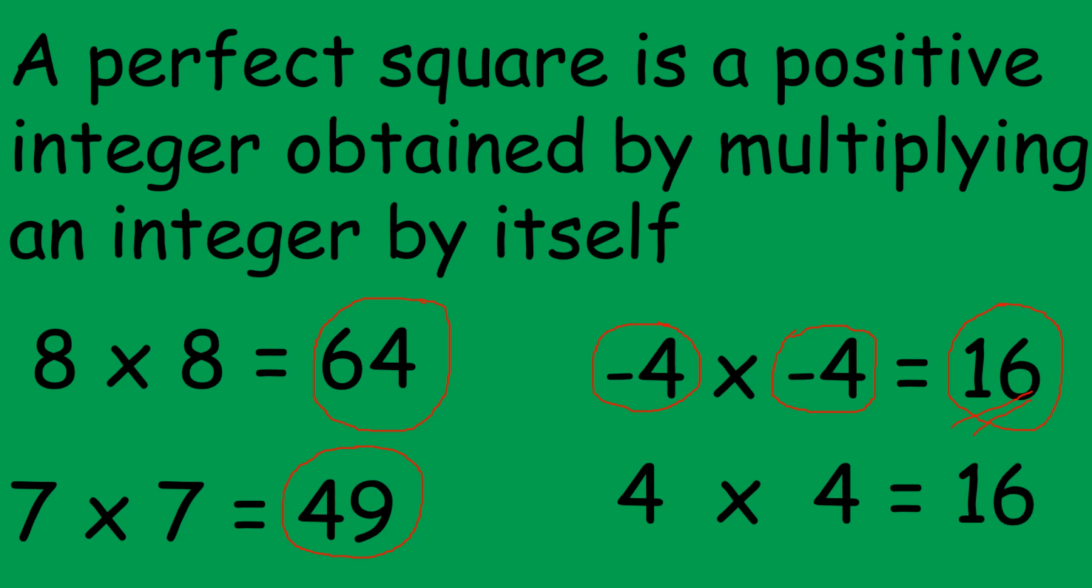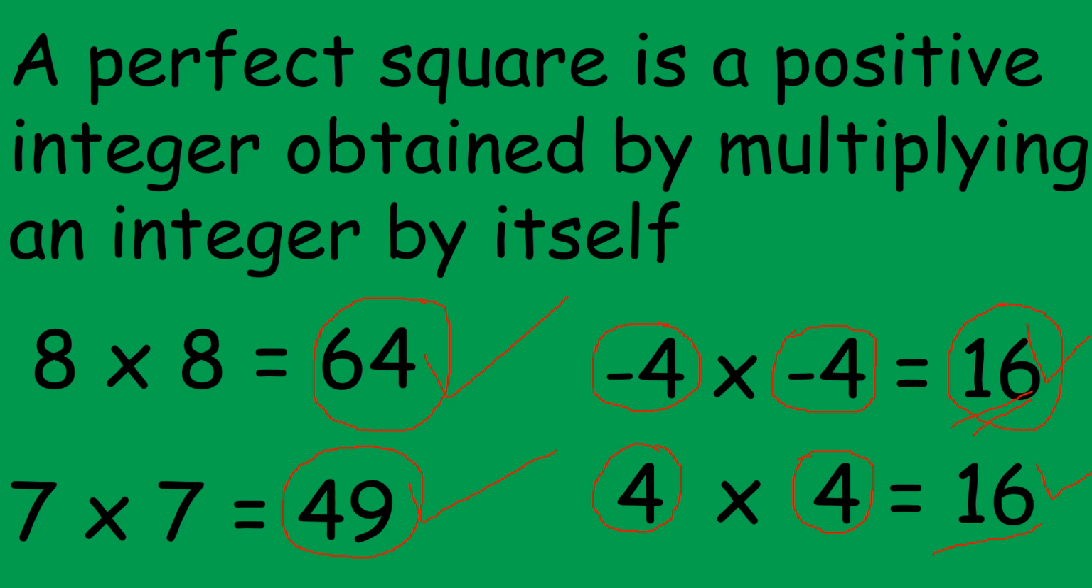Once again, you have 4 times 4 this time around. This is a positive integer multiplying itself, that is another positive integer, in order to get the positive integer which is the perfect square. So this is the perfect square, that is 64. 49 is also a perfect square. 16 is also a perfect square.